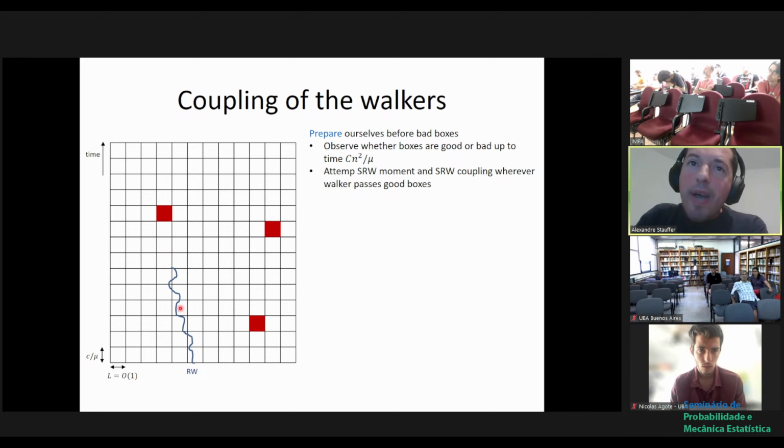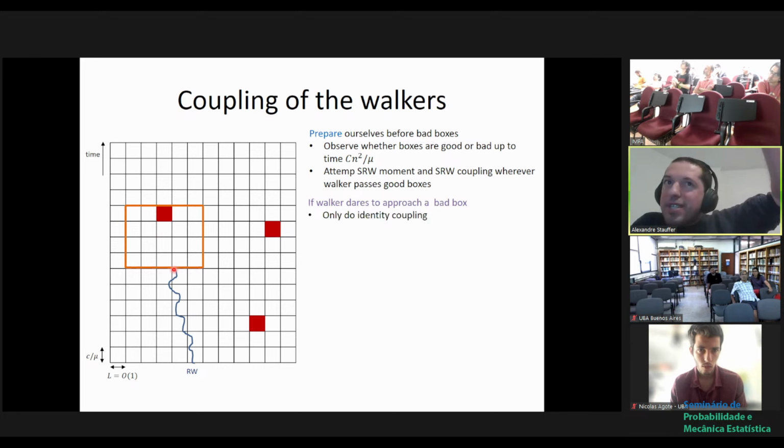The problem is that when the walker starts seeing that in the horizon, in the future, it's approaching a bad box, and approaching just means that in each bad box I can mark a region where, whenever the walker enters this region, I start worrying about that bad box.